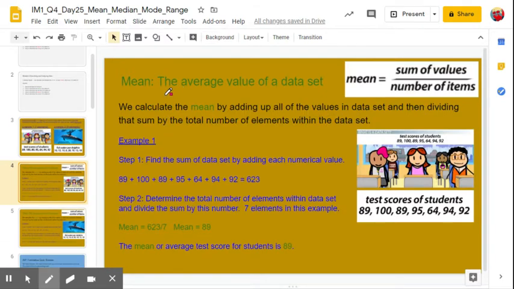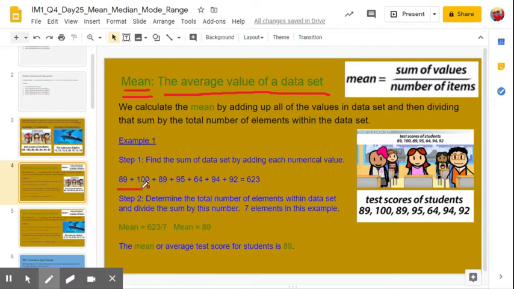The mean is the average value of a data set. A lot of times people just call it average, but the official academic vocabulary is mean. All right, so how do we calculate the mean? Well, we add up all the values in the data set, and then we divide by the total number of elements within the data set. So here in example 1, we said there's 7 elements, right? There's 7 numbers in the data set.